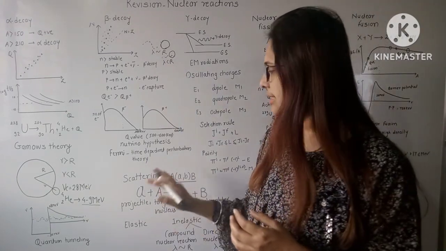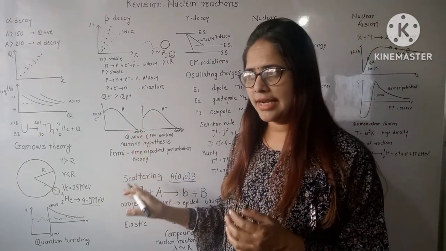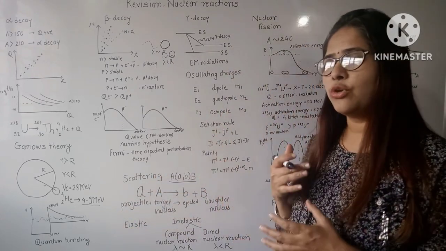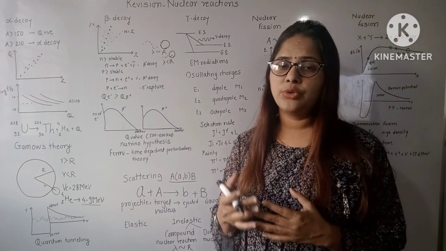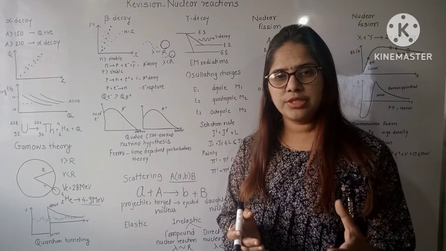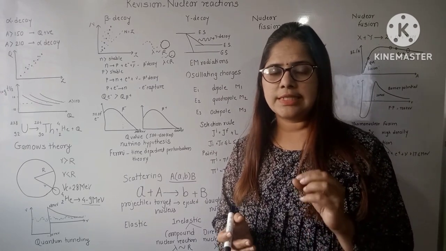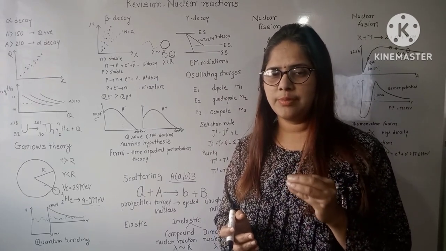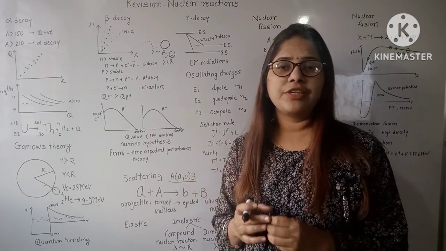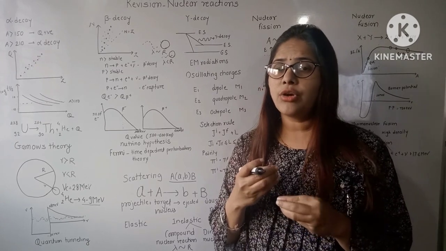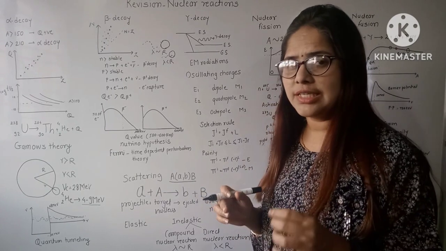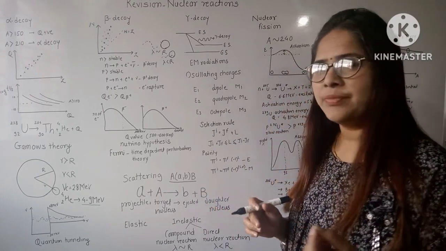Along with the decay and the scattering processes, nuclear fission and nuclear fusion are also two very important nuclear reactions for the generation of electricity. Actually, nuclear fusion is still not possible experimentally. Experiments are done to check the fusion reactions, but they are not used commercially to generate electricity. But yes, nuclear fission is definitely used for the generation of electricity.